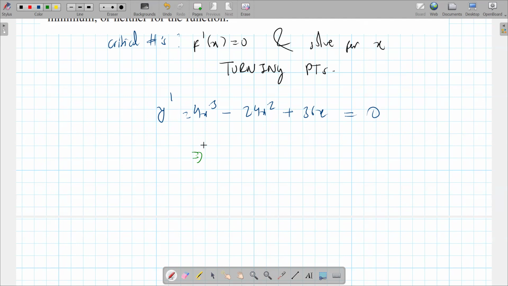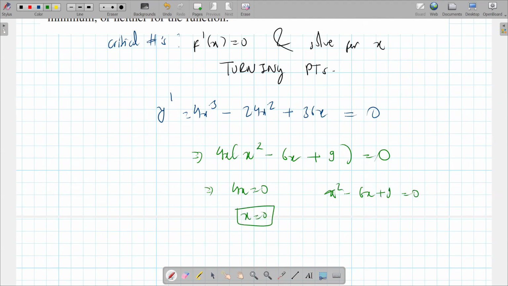4x. We're left with x squared minus 6x plus, it's not 12, 9. Like that, yeah? So this is going to be either 4x is 0 or x squared minus 6x plus 9 is 0. This means that x is 0. This, again, you know how to do. This is going to be x minus 3 whole squared is 0. So that means x is 3.